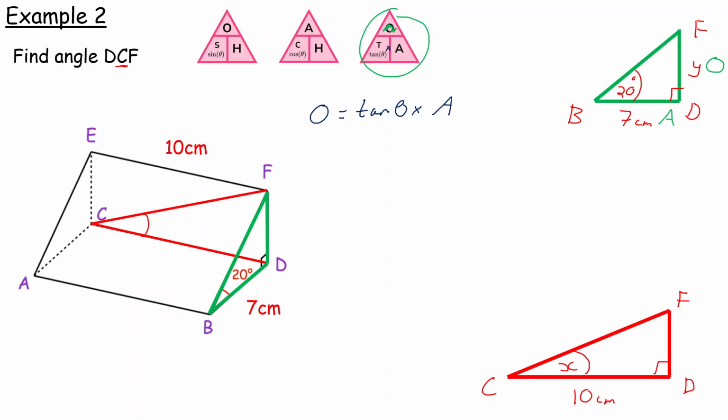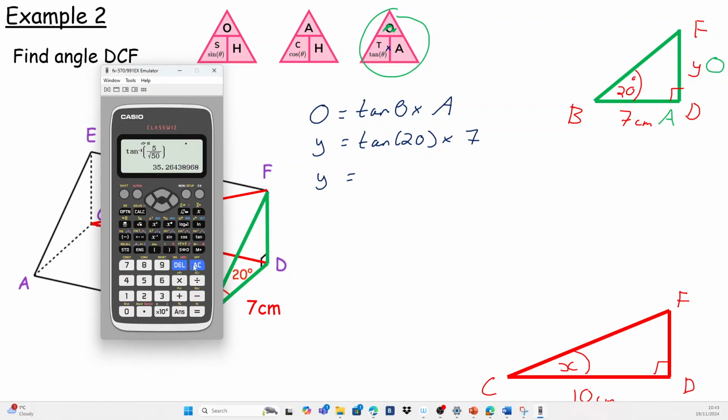And again, really important, you just write down your formula to begin with. Now O is what I'm trying to find, which is y. So I say that y is equal to tan of the angle, and my angle is 20. So tan 20 times the adjacent side, and A is equal to 7. So now I say my missing side y. I could have called that anything, but I've just called it y. And I go and type this into my calculator.